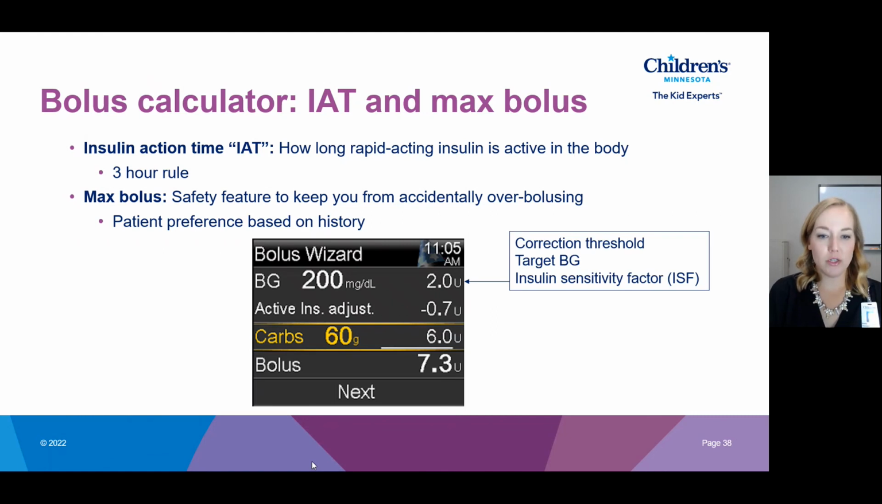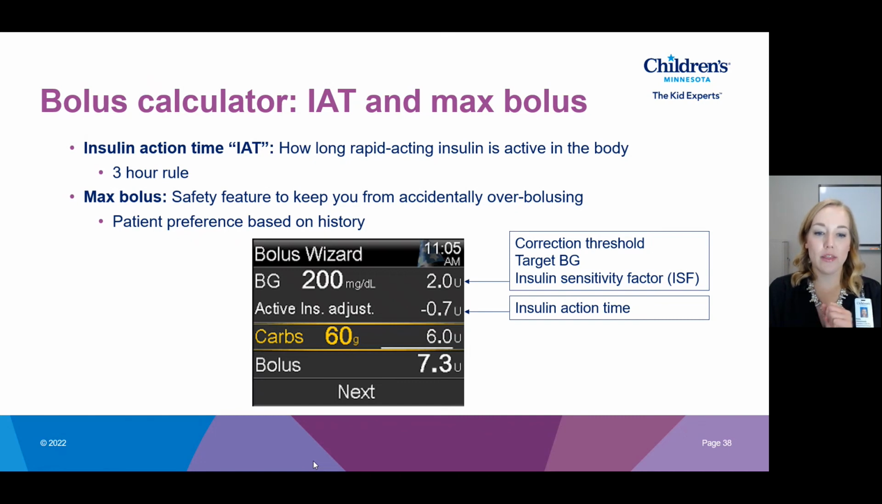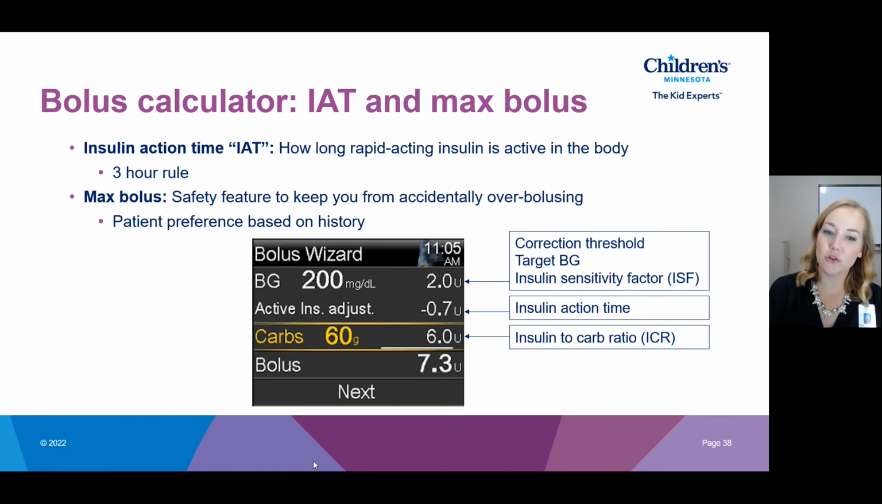Well, this first part of the blood sugar 200, it's recommending 2 units. It's using your correction threshold, your target blood sugar, and your insulin sensitivity factor. So essentially, it's looking at all components of your correction scale to determine that you need 2 units. Then it's looking at your insulin action time. So they're saying, you know what, you gave a bolus recently and you still have 0.7 units on board. So it is subtracting 0.7 units from your total bolus. Then it's using the insulin to carb ratio to calculate how much insulin you need for those 60 grams of carbohydrates. So that comes out to 6 units.